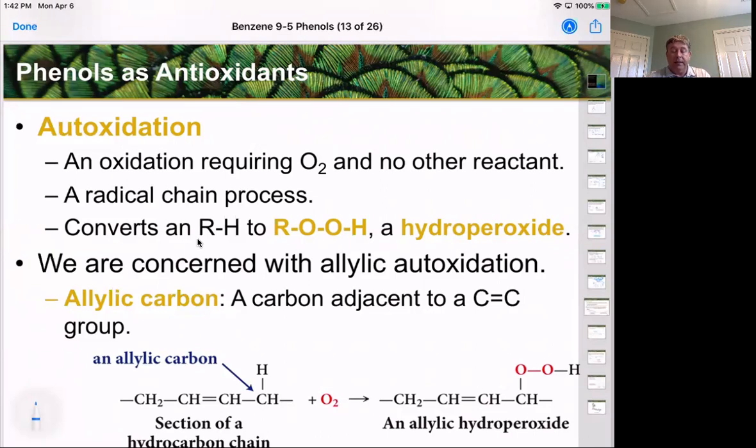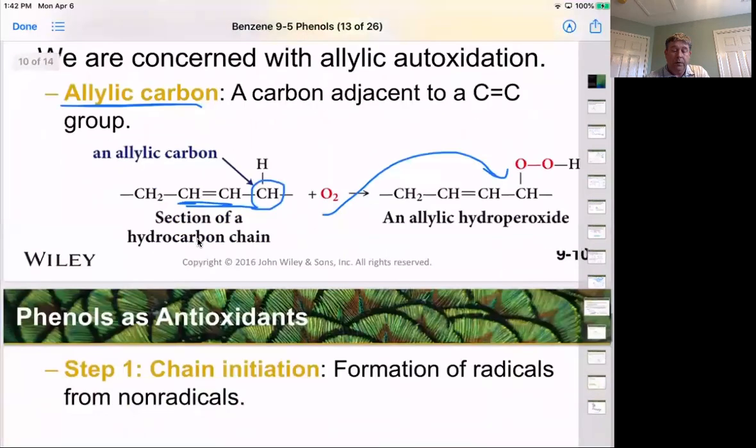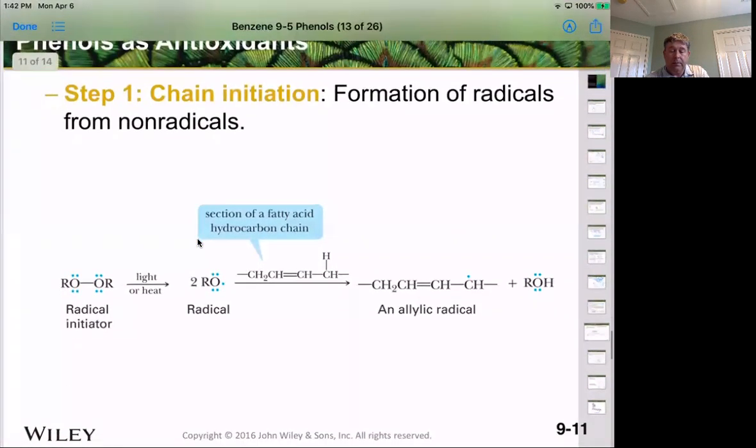So, for example, if we were concerned about an allylic auto-oxidation where our allylic carbon, which is the carbon next to a double bond here, is going to react with oxygen to create a peroxide. If we created that peroxide, that would be kind of a dangerous thing for us to do. We don't really want that to happen in our system. So what we would do is we would inhibit that reaction by creating a stop.